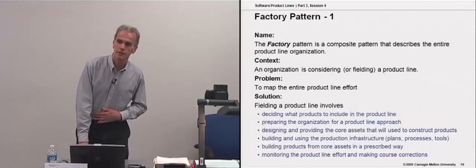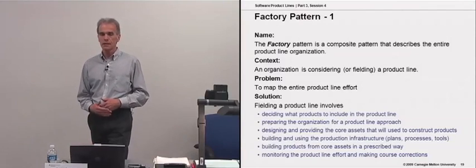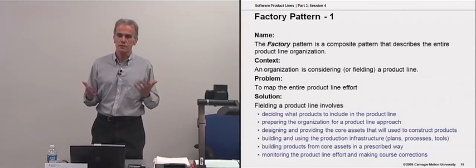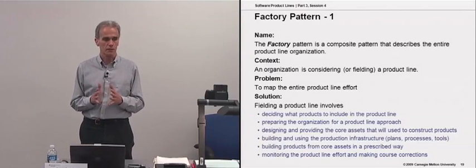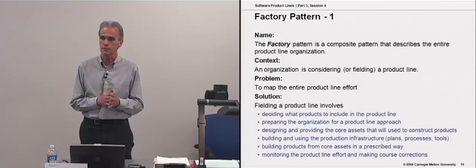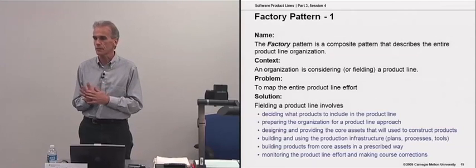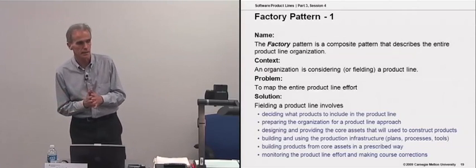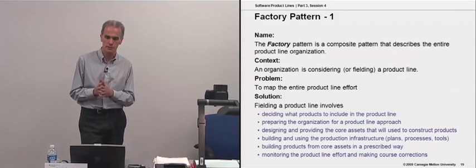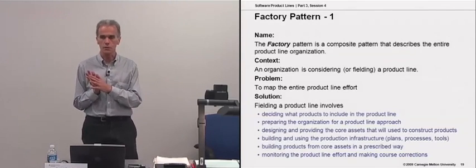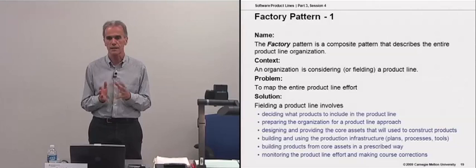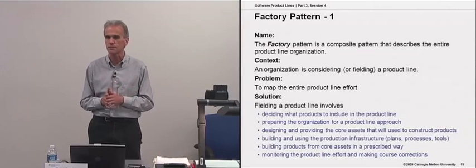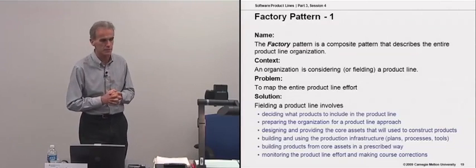The factory pattern is the 50,000-foot roadmap of where you want to be with software product lines. So this is a composite pattern that brings in a lot of the other patterns. So this is your goal state for a software product line effort that operates in terms of the patterns.